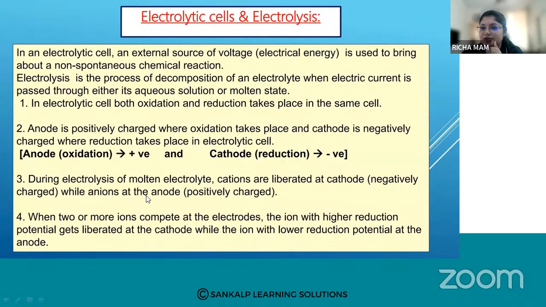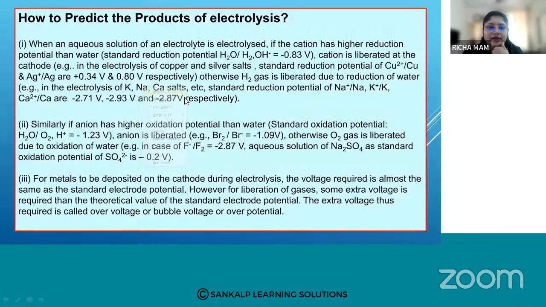Now this also we have discussed. When you have two or more ions, what will happen at that time? The ion with the higher reduction potential, we have seen the electrochemical series also, where the values are given for different metals, will be reduced at the cathode, while the ion of lower reduction potential will be liberated at the anode. So these are the basic things which occur in your electrolytic cell.